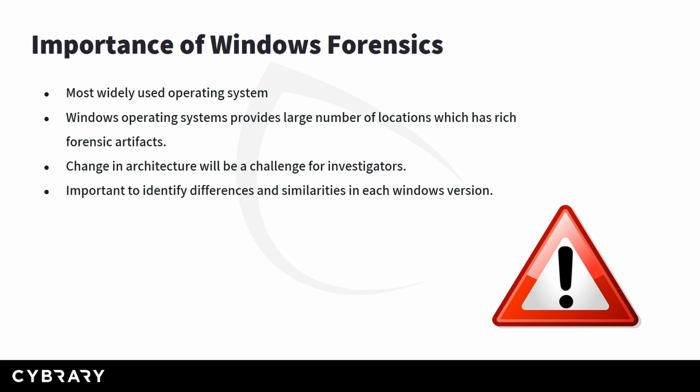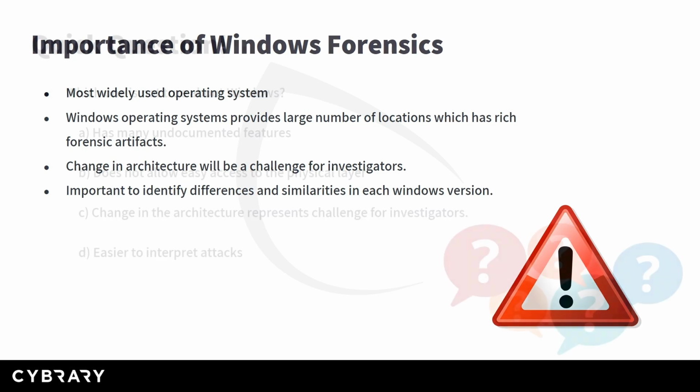With the evolution of Windows, forensic soundness also improved. As an example, from Windows XP to 7, there is a major change in the Windows registry. Change in the architecture will be a challenge for investigators. Therefore, it is important to identify what are the forensically sound differences and similarities in each version of Windows.